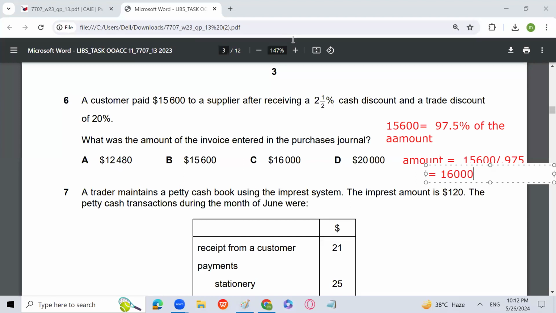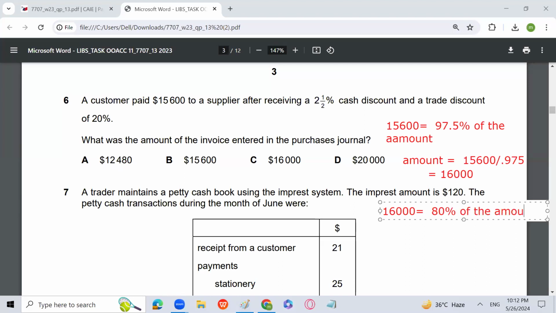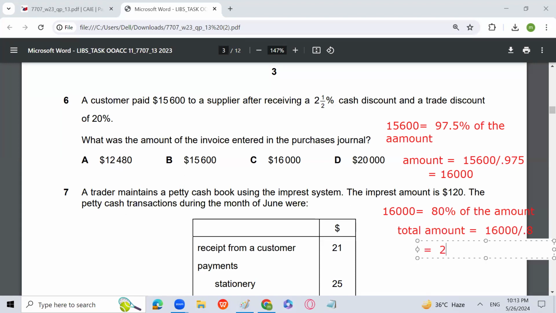Okay. Paper October, November 23, variant 1.3. So let's do it in a different manner. Now this 16,000 is equal to 80% of the amount before trade discount. So the total amount before trade discount was 16,000 divided by 0.8. The answer we have already calculated, but I just want to show some other thing. That is 20,000.